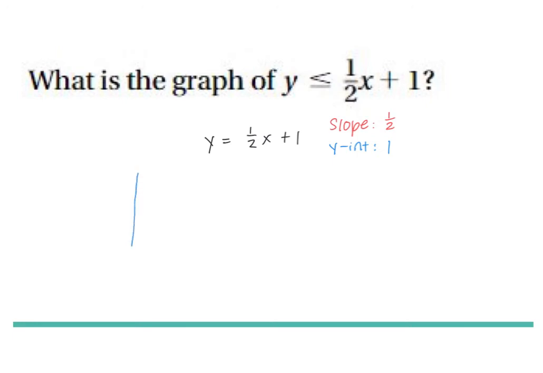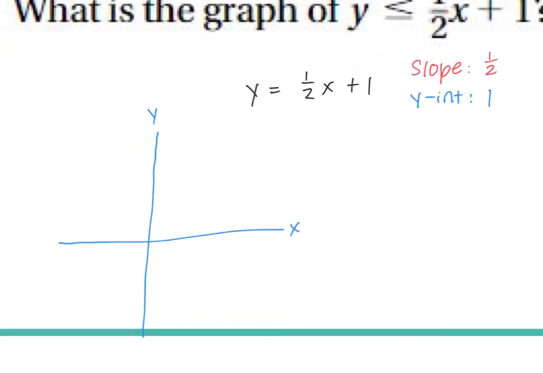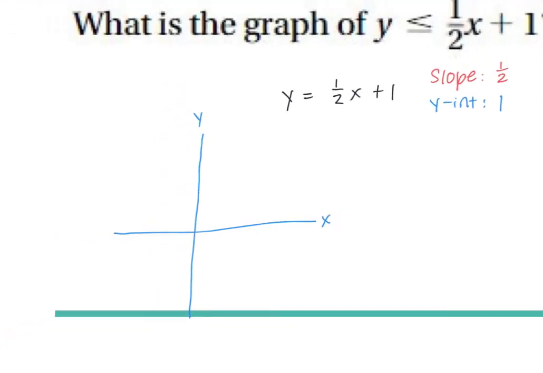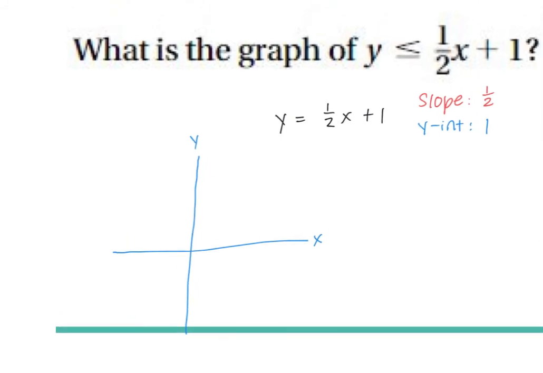So I'm going to draw my graph. Y-axis, x-axis. What's the first point I should put on my graph? Joaquin? What's the first point I should put on my graph? Steven? 1. And on what axis? 0, 1. Good. Right here, at 1 on the y-axis.